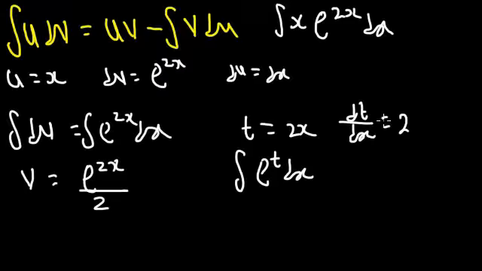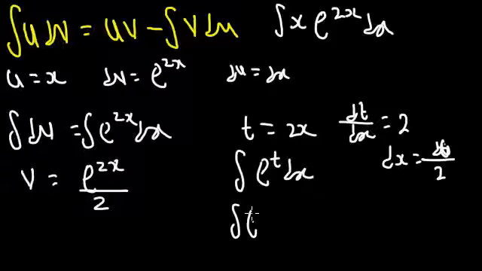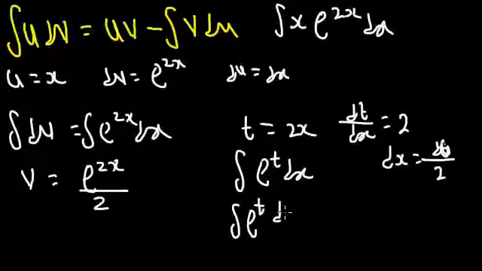And it means finally, upon isolating x, we get x equal to t over 2. Perfect. So now to integrate, we can replace x with t over 2, and then we have the integral of e to the power of t dt over 2.